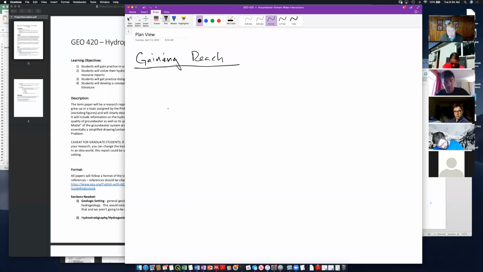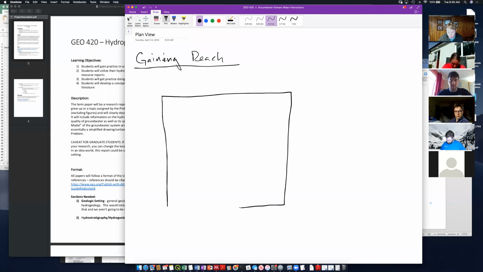All right, and now I'm looking down in map view. And I've got a stream running through here, and let's say that the stream is going this way down the screen. All right, and I want to look at the shape of the water table around the stream using potentiometric contours or head contours. So each of these red lines is a head contour.